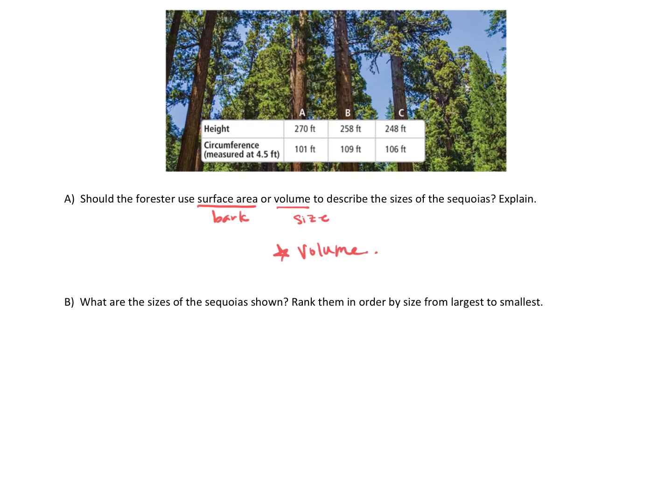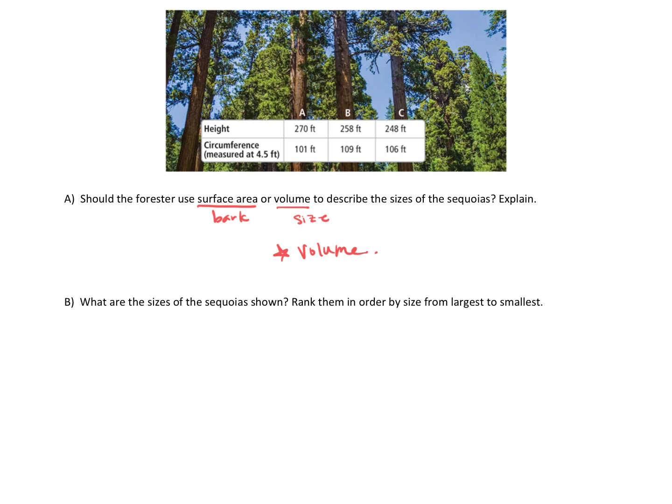So what are the sizes of the trees shown? I think that's why we had this first question. If you're asked what are the sizes of the sequoias shown, we're going to find volume. We wouldn't look at surface area because that doesn't tell us the size of a tree. It's the volume that tells us how much space it would take up, the three-dimensional size of it. Okay, and then we're going to rank them from the largest tree to the smallest tree.